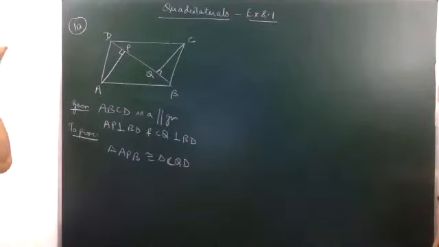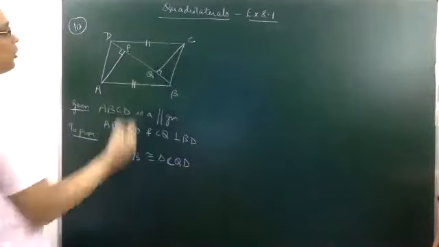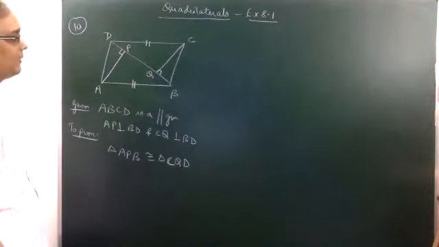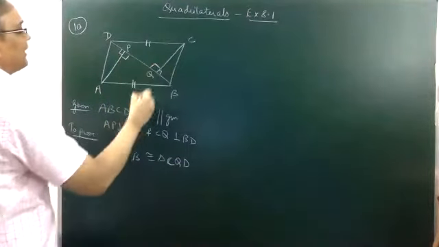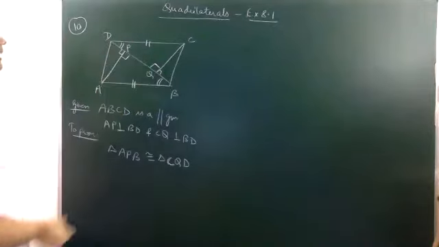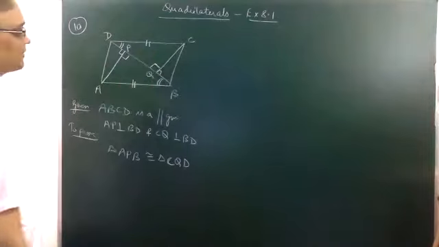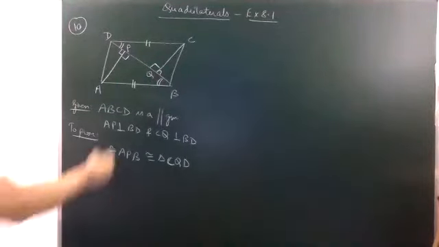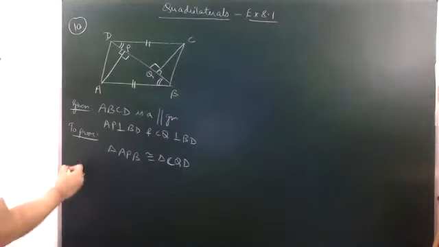Now, see, this is equal to this, opposite sides of a parallelogram, right? And this angle 90 degree and this angle 90 degree. Also, this angle is equal to this angle. So by AAS congruence condition, both these triangles will be congruent. And then by CPCT, AP and CQ will be equal. So that is the proof of this.